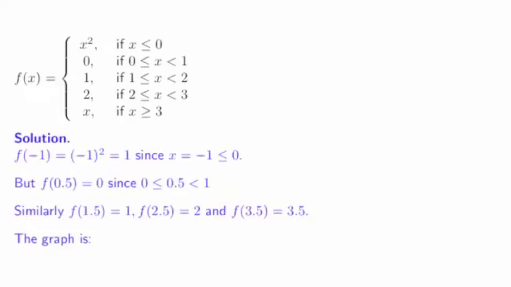Notice that in the first rule, we're going to get a parabola where y is equal to x squared if x is less than or equal to 0. In the case of the second rule, we'll get a horizontal line where y is equal to 0. In the third rule, when x falls between 1 and 2, we'll get a horizontal line where y is equal to 1. In the fourth case, we will get a horizontal line where y is 2. And in the final case, we'll get a slanted line where y is equal to x.